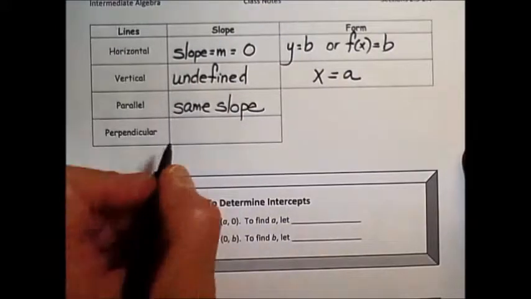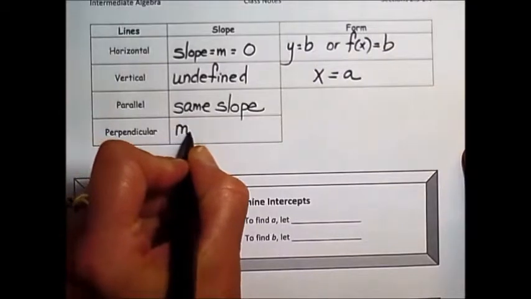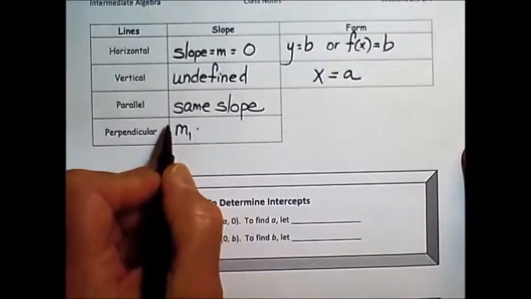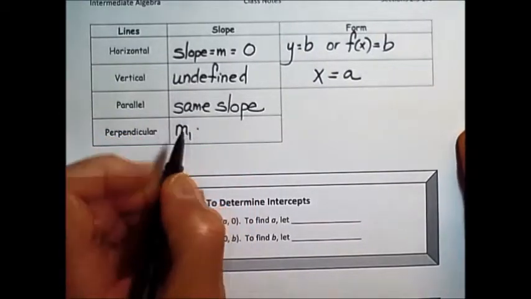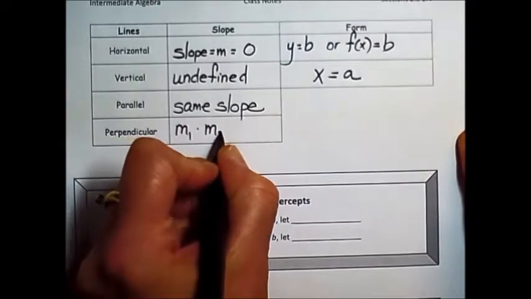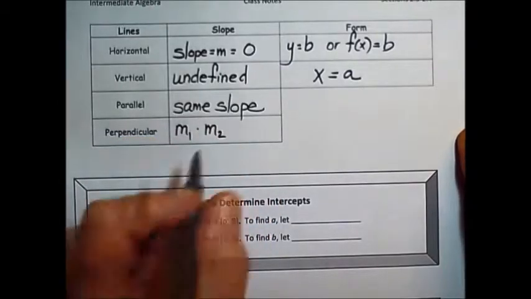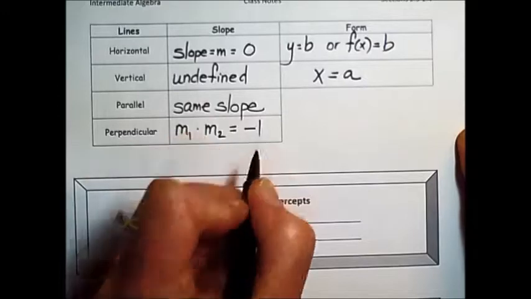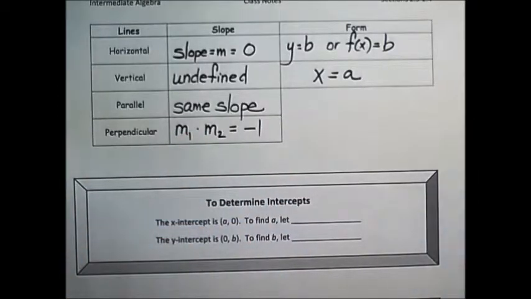So we're going to express it as the product, which means we're multiplying the slopes. I'm going to call m sub 1 the slope of our first line, m sub 2 the slope of our second line, and when you multiply them, the product is equal to -1.